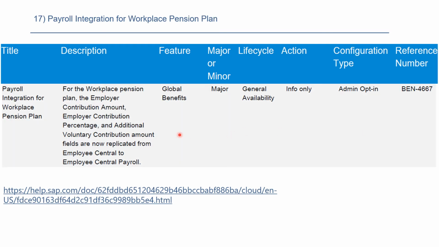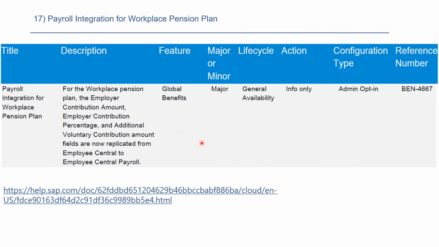Then payroll integration for workplace pension plan. Basically for the workplace pension plan, the employer contribution amount, employer contribution percentage, and additional voluntary contribution amount fields are now supported. These fields were earlier not getting replicated from EC to ECP, and now these pension plan specific fields will replicate automatically using the standard functionality obviously, and this is admin opt-in.